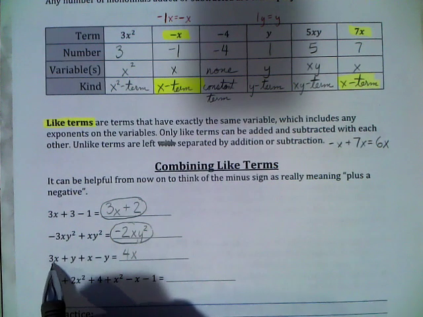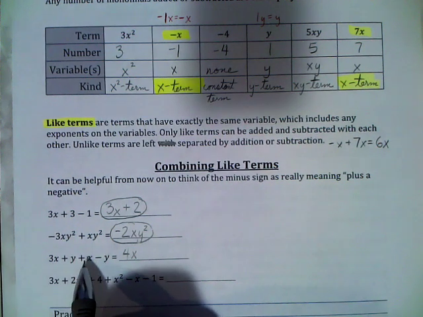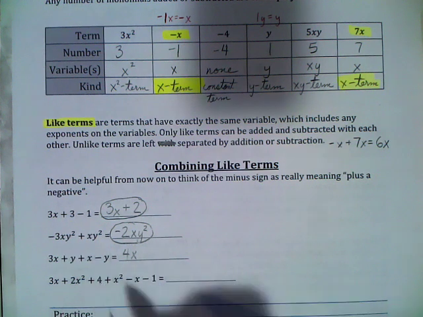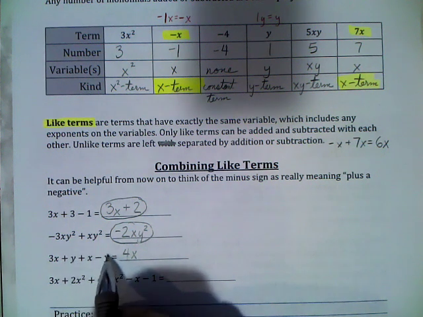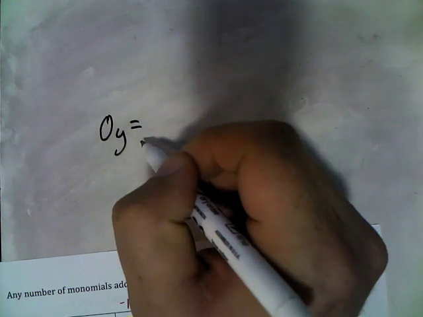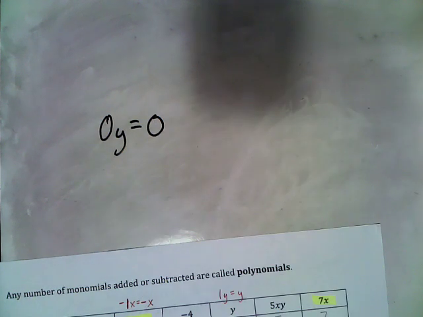All right, so back to that problem. So I've added my 3x with my x. Now I need to add my y terms. So this is a positive 1y. This is a negative 1y. So positive 1 plus a negative 1 is actually 0. So 0y. If we think about 0y, well, 0 times anything is 0.